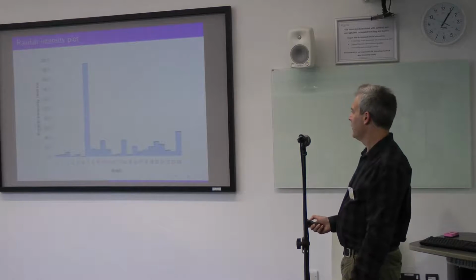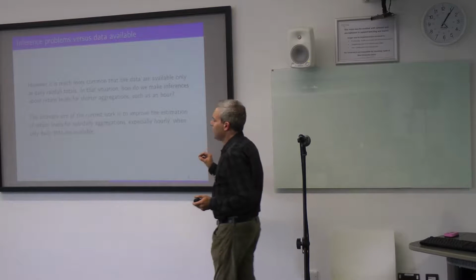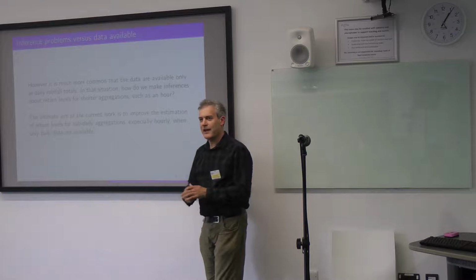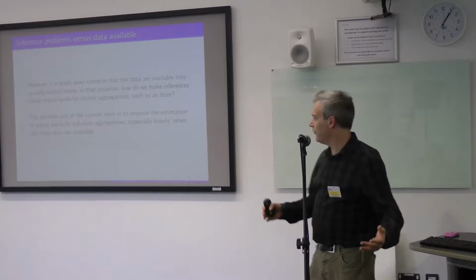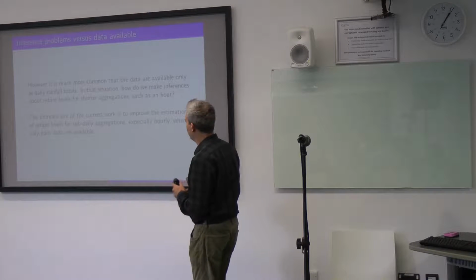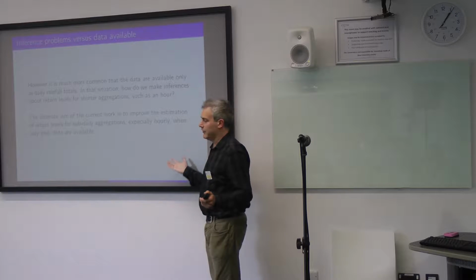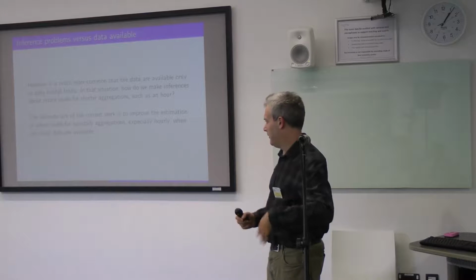Okay. So, it's much more common that data are only available as daily rainfall totals. So if we have hourly values, we can make inferences about hours, and we can make inferences about days, or 6 hours, or 8 hours, or whatever we want. But if we just have daily totals, then we've got a problem if we're wanting to make inferences about any shorter duration. We've got an inverse problem, if you like.